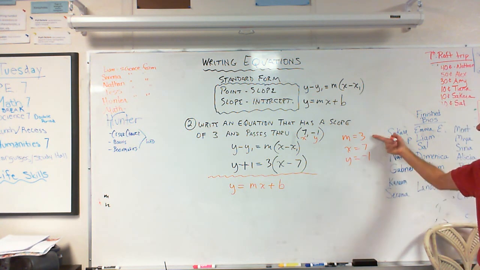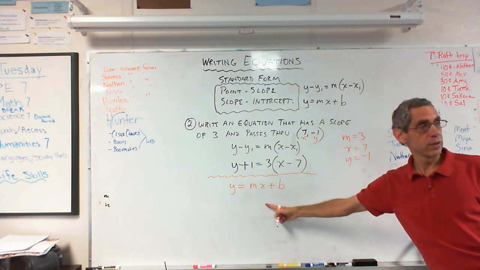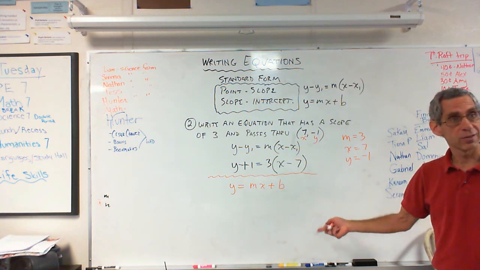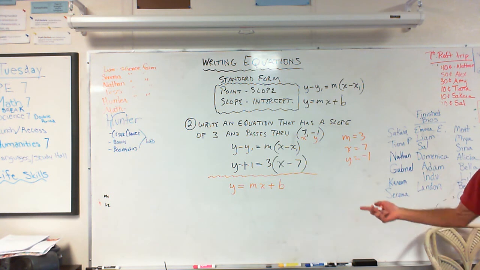Negative 1. So look, I could plug all of these into this formula, and what would be the only thing I wouldn't know? B. And so as long as there's just one unknown, I can solve for b, and then I will know my equation. Right? So watch this.